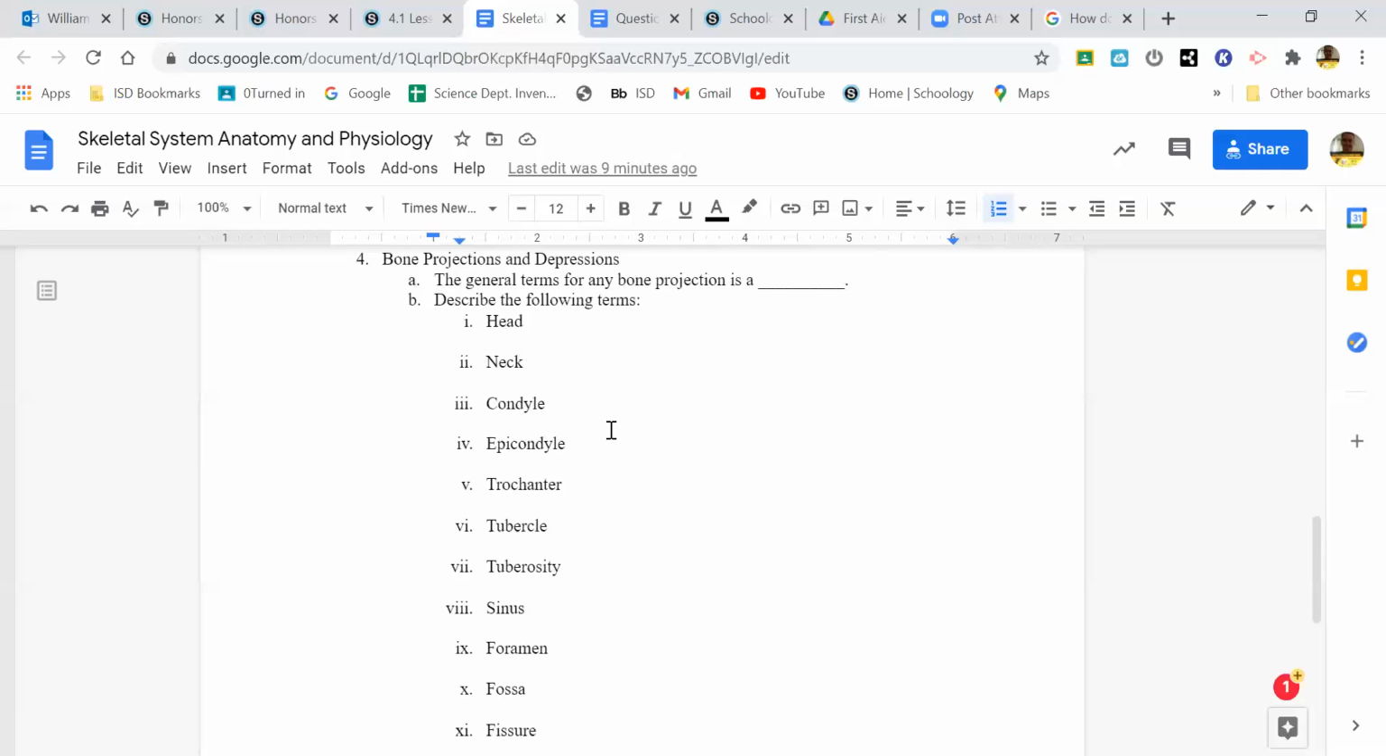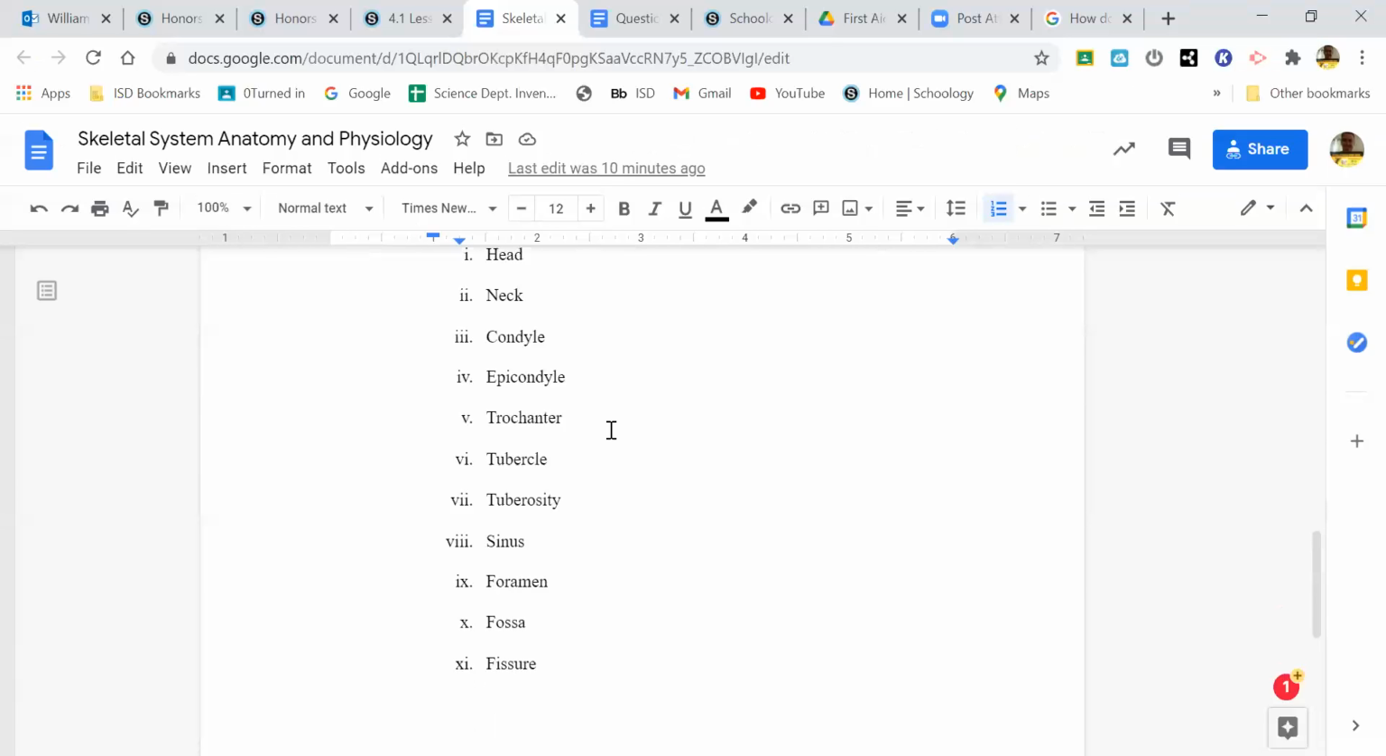All right. A tuberosity is also a synonym for trochanter. It's a large, rough process that provides for the attachment of tendons and muscles. Okay. So the sinus is a hollow cavity within a bone. Foramen is a smooth, round opening for nerves and blood vessels.